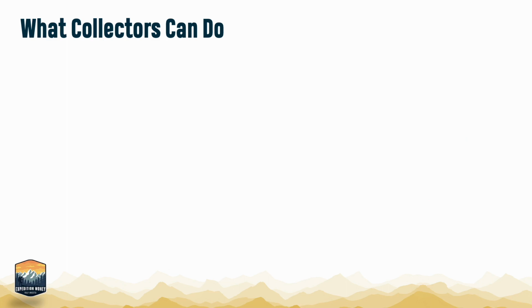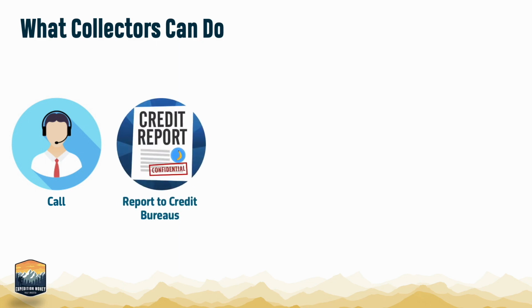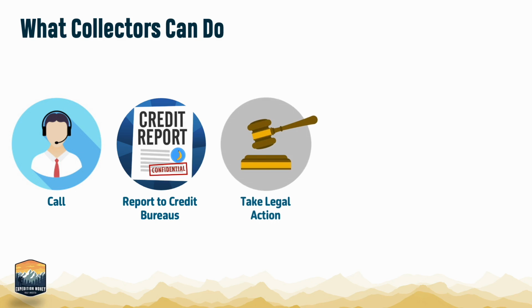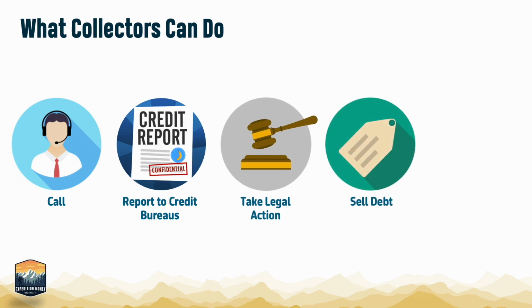Of course, I need to cover what collectors can do. First, they can call you. In fact, they can call people who might know how to get in touch with you if they can't find you, although they can't share any of the reasons why with them. They can report to credit bureaus. They can also take legal action, such as suing you or pursuing a judgment to collect. They can also sell your debt to another agency or collector, which is why verifying who currently owns your debt on your credit report can help save you time and frustration.